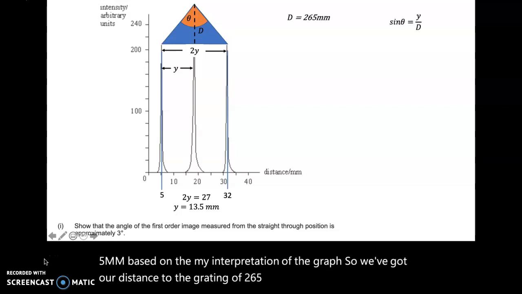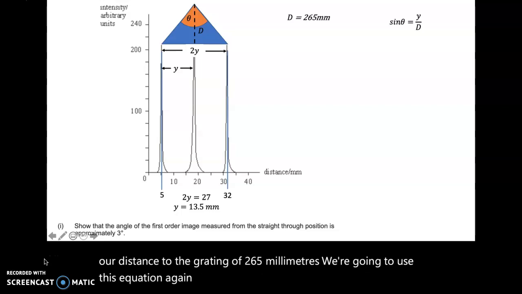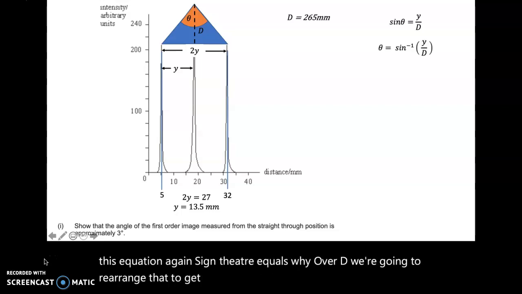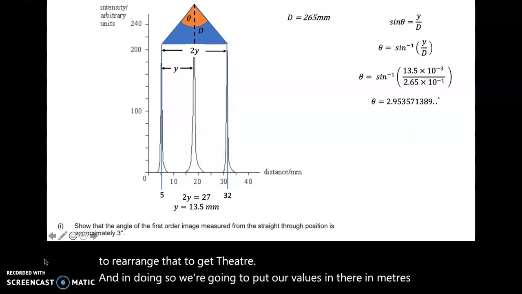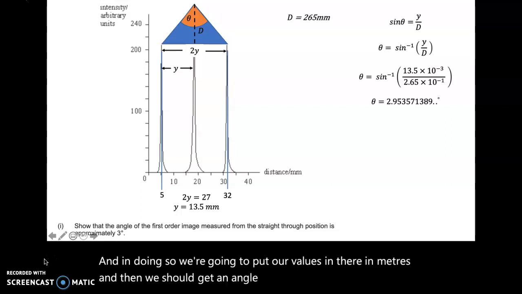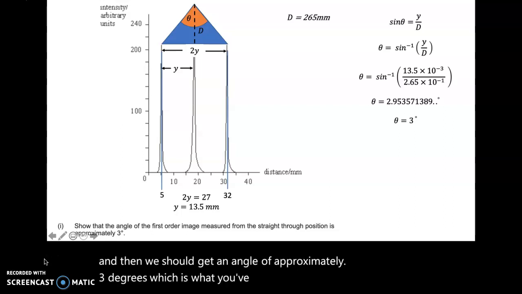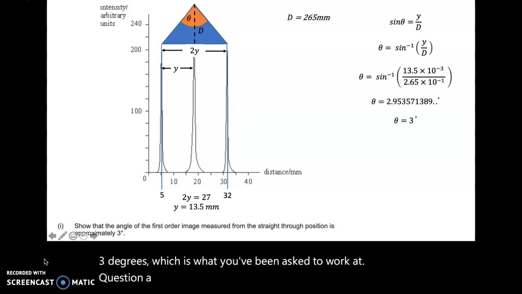We're going to use this equation again, sine theta equals y over d. We're going to rearrange that to get theta, and in doing so we're going to put our values in there in meters, and then we should get an angle of approximately 3 degrees, which is what you've been asked to work out. Question A, part 2, coming up hopefully.